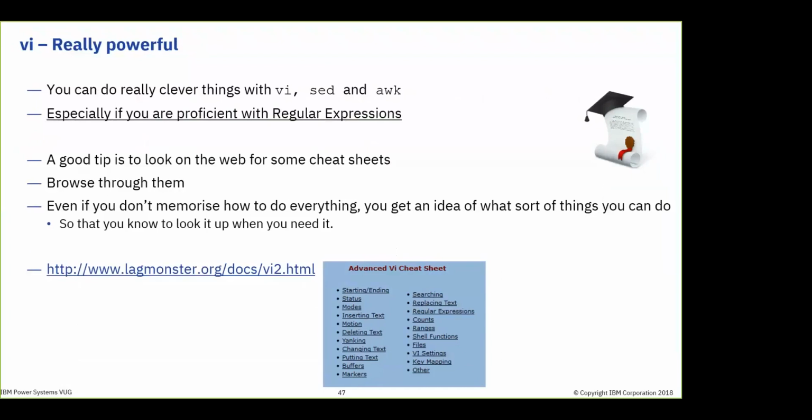Download them, keep them on your local hard disk. Even if you don't memorize how to do everything, if you go through them, you'll see the sort of things that you can do. So you can yank to the end of the line, or you can yank a part of a line. You can map keys so that instead of having to keep entering particular expressions, you can just map them to particular keystrokes. You can set up ranges, all sorts of things. So it's worth scanning some good cheat sheets so that you know the sort of things that are available. And then when you do need to use them, you can go and have a look at the cheat sheet.